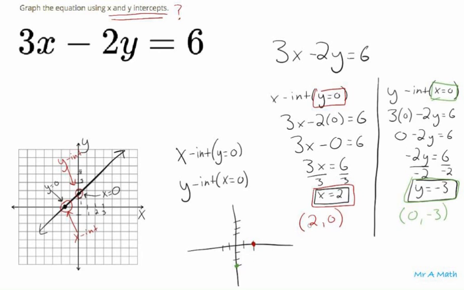And now I have two points on a linear equation, which means I can draw a line right through these two points. And so this is my line, and I would traditionally label these (2, 0), and then the point (0, negative 3). So this is how we graph an equation using x and y intercepts. And I hope this helps. Have a nice day.